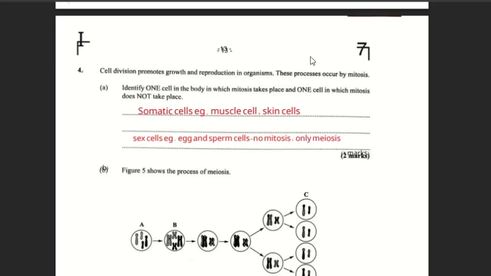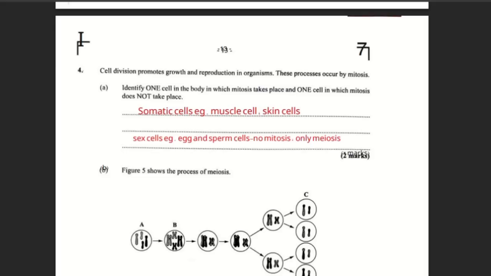And then the type of cells that you would never see mitosis happening in are our sex cells, like our egg cells and our sperm cells. Absolutely no mitosis can take place. They only undergo meiosis, as meiosis is the designated cell division to divide those sex cells, and not mitosis.